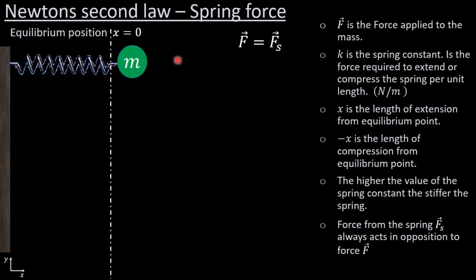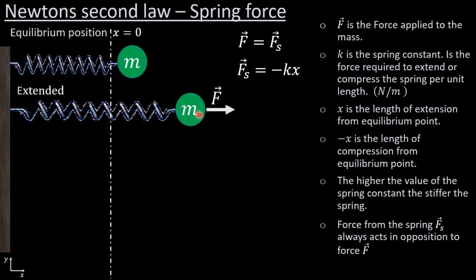If we were to apply a force to either stretch or compress it, that is always going to equal the force of the spring. And that force from the spring is always going to act in opposition to whatever force we apply. So the force of the spring is minus k times x, where k is the spring constant, in newtons per meter, and x is in units of length, so meters. So the units from k times x would be newtons, and the minus is just there to tell us that it's always acting in opposition to the force of application.